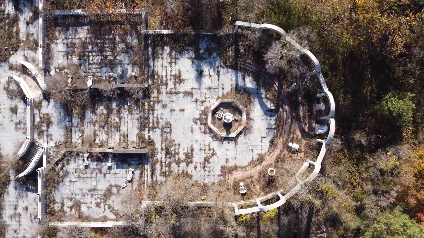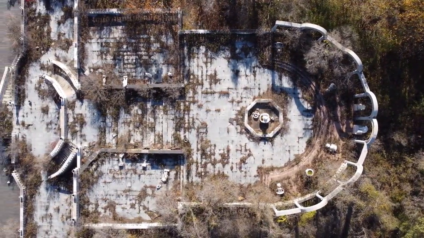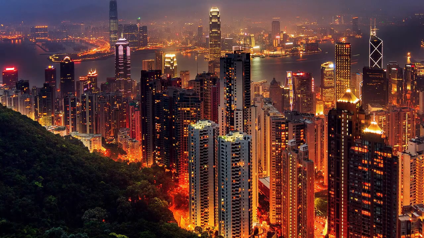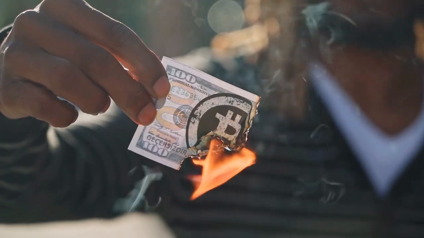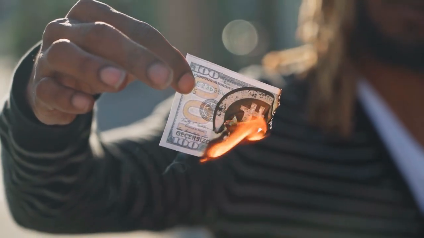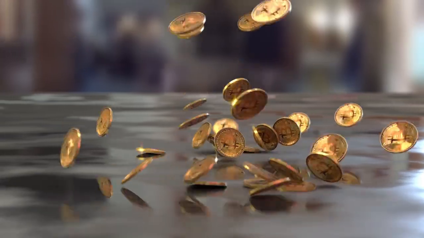That's right between the MA10 and MA20, a zone that has rejected every intraday pop for the last 3 sessions. Enter short on a 4-hour candle showing a bearish rejection wick at that zone. Your stop loss sits at 1.1670, just above the MA50 MA100 cluster and above the swing high of the last consolidation. Your first target is 1.1600, a clean 24 pips.